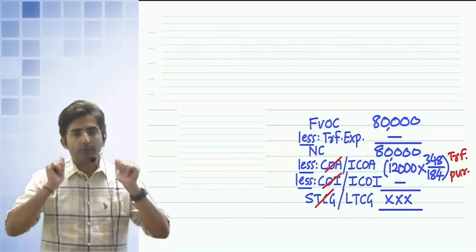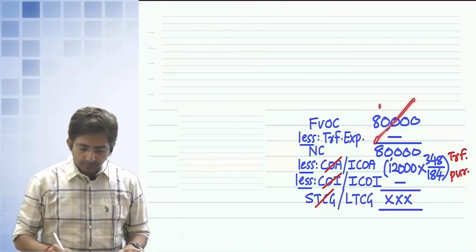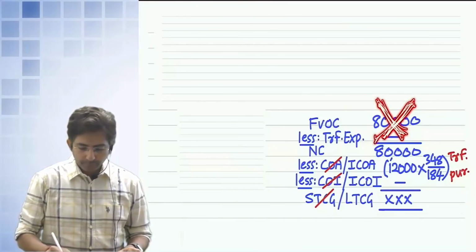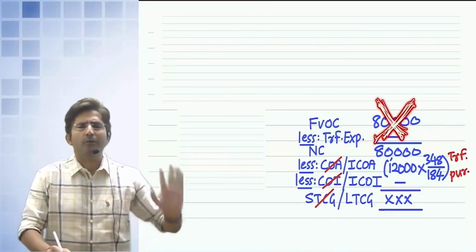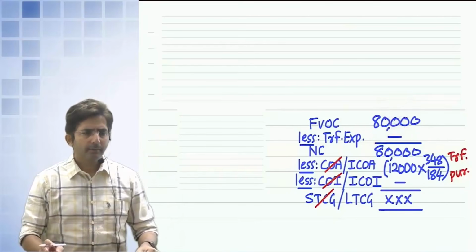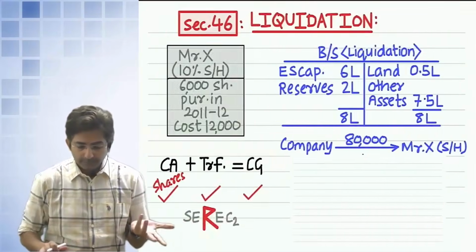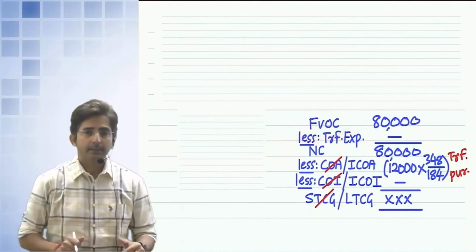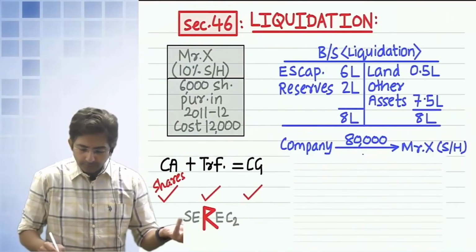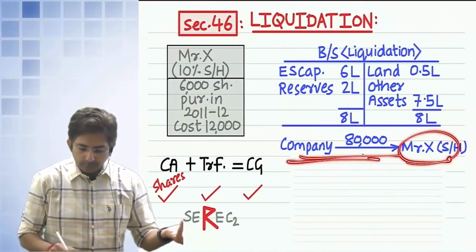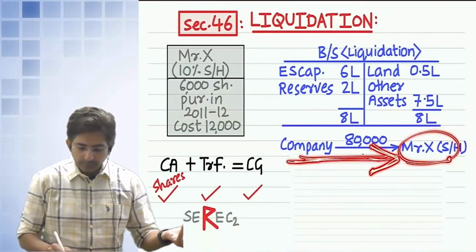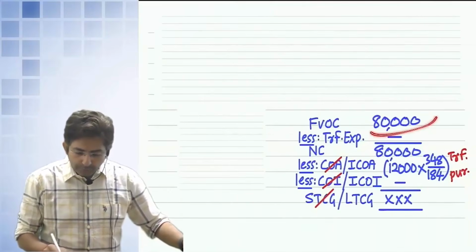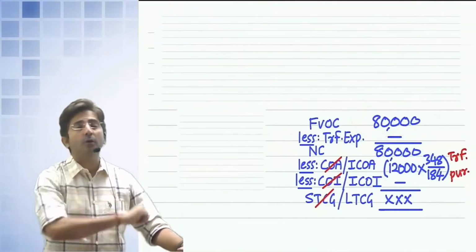But this is wrong. You know what is wrong? Look here. This 80,000 you have wrongly taken over here. See, from no angle will you feel it is wrong, but it is wrong. You know why you will not feel wrong? Because see, what is FVOC? Full value of consideration. Consideration means something in return. And if you notice, as a shareholder, he has received 80,000 from the company, and whatever he receives from the company, that is his consideration. So you should feel that this is right, but still it is wrong.